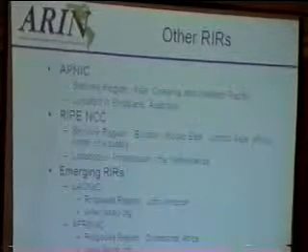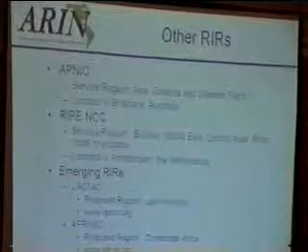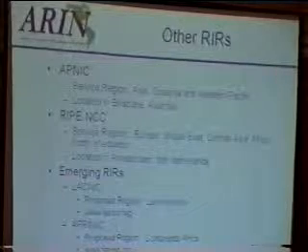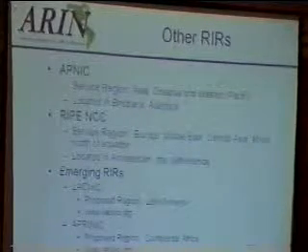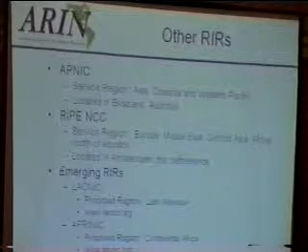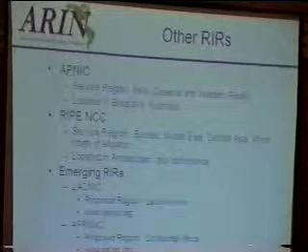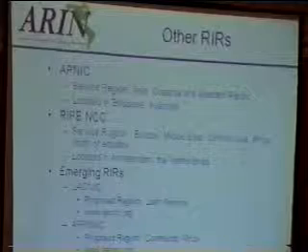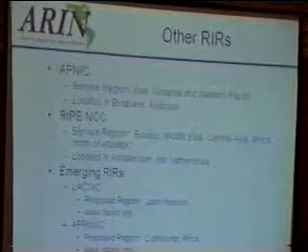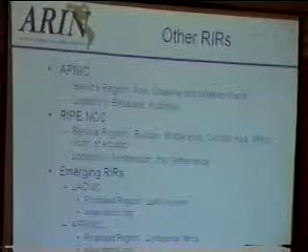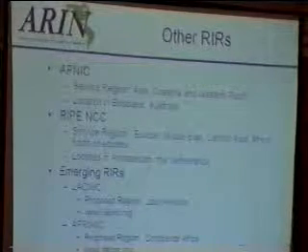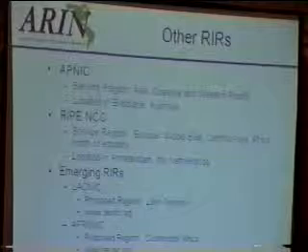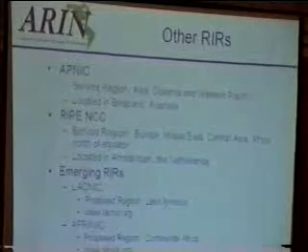There are other regional internet registries, of course. We have APNIC, the Asia Pacific Network Information Centre. Their service region is Asia, Oceania, and the Western Pacific, and they're located in Brisbane, Australia. And we have RIPE NCC, whose service region is Europe, the Middle East, Central Asia, and Africa north of the equator. They're located in Amsterdam, the Netherlands.